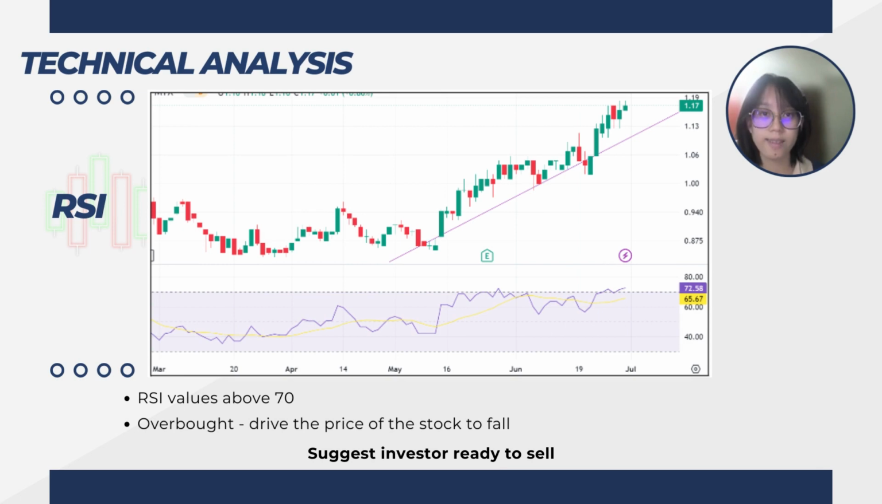On the RSI chart, an RSI value above 70 toward the end of June indicates that the stock is overbought, which later drives the stock price to fall. It suggests the investor be ready to sell the stock because the price might change in trend, with a potential reversal.